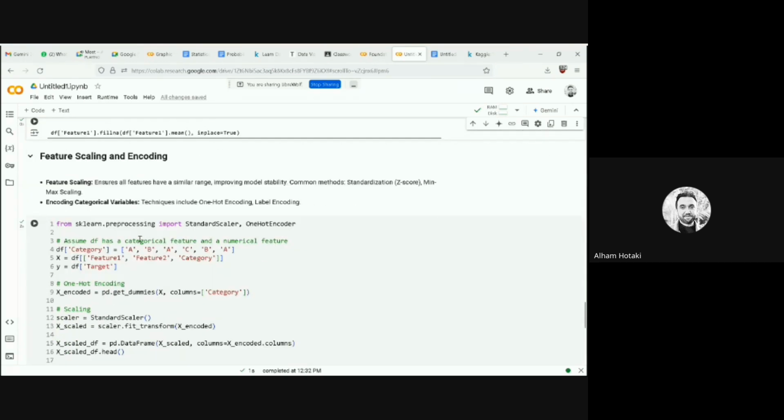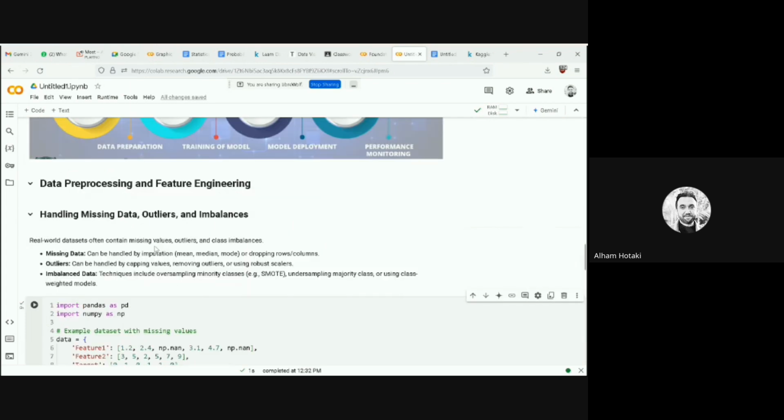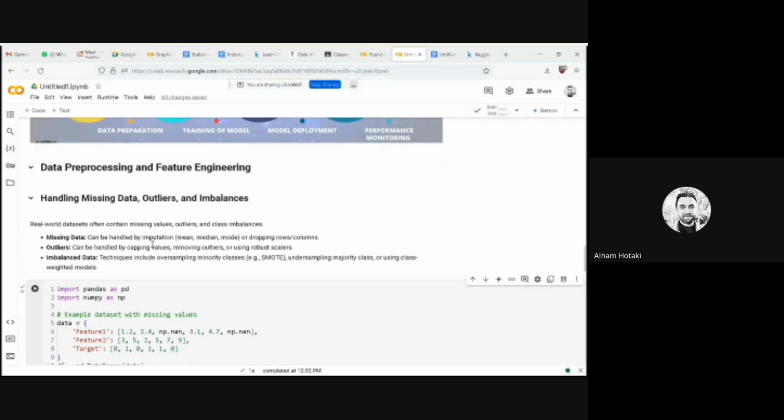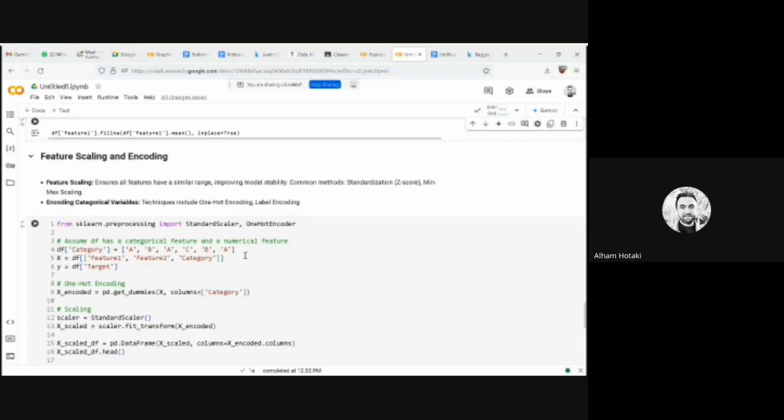Now, coming to one more thing. This is a type of data pre-processing and feature engineering. So first thing you have to do is handling missing values, data and outliers and imbalancing. Now, second thing is feature scaling and encoding. So what's feature scaling? It ensures all features have a similar range, improving model stability. Common methods are standardization, z-score, or min-max scaling.